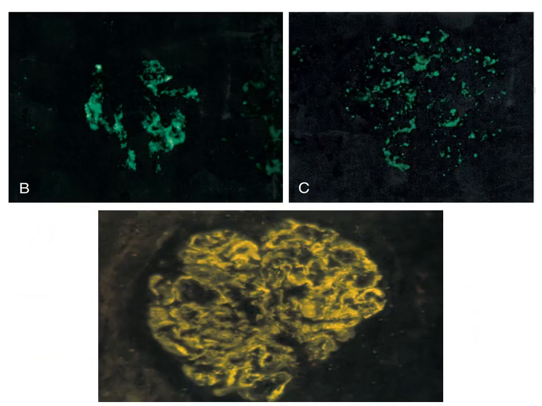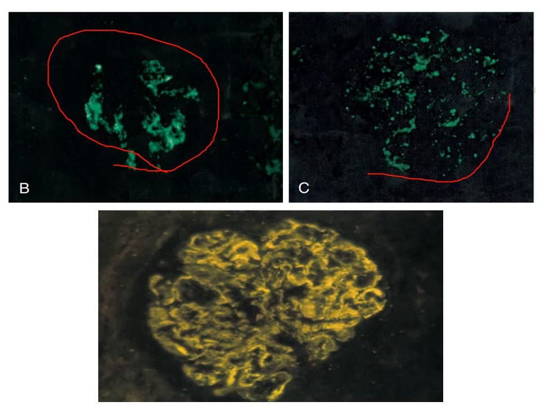As we see here, this is the mesangial pattern, mainly in the mesangium. This is the starry sky, very illustrative. This is the garland pattern, like the wreath on the head. This is the garland pattern.